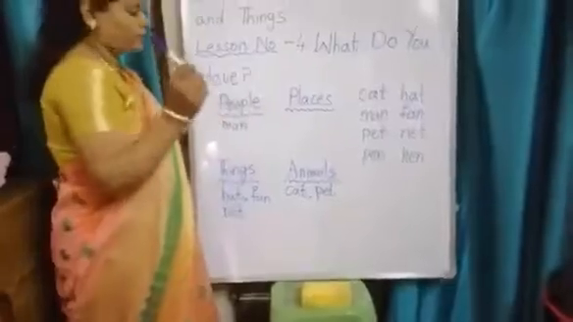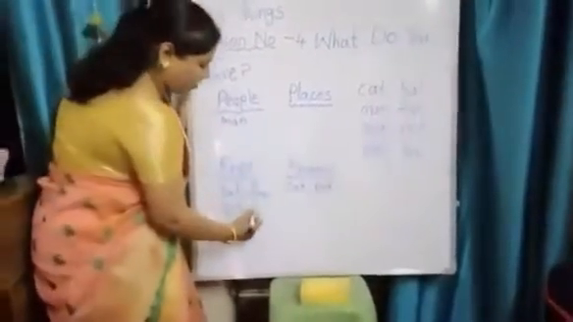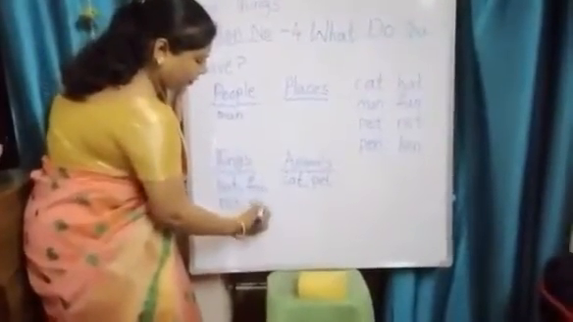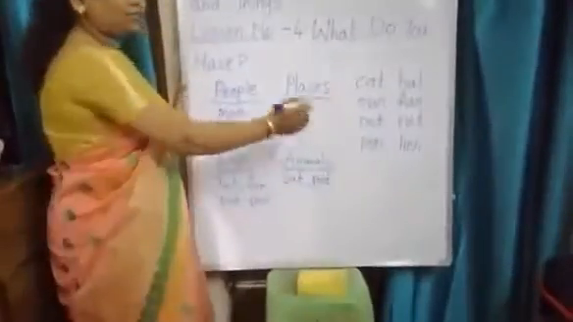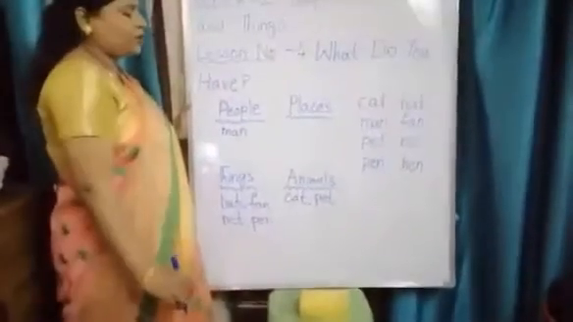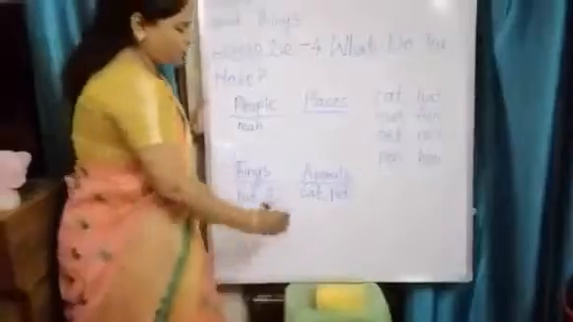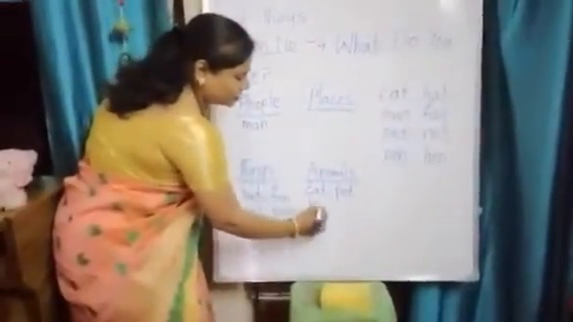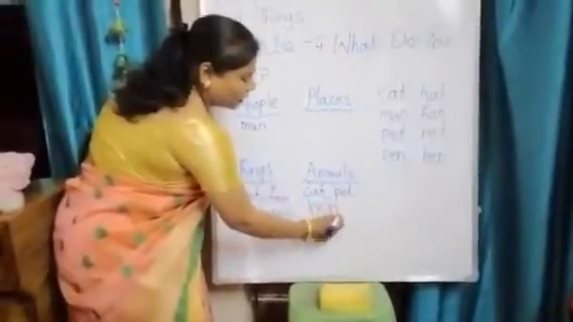Then pen. What is pen? Pen is a thing. We will write in the things column. Last one is hen. Hen is what, children? Hen is an animal. So we will write in the animals column. Okay children?